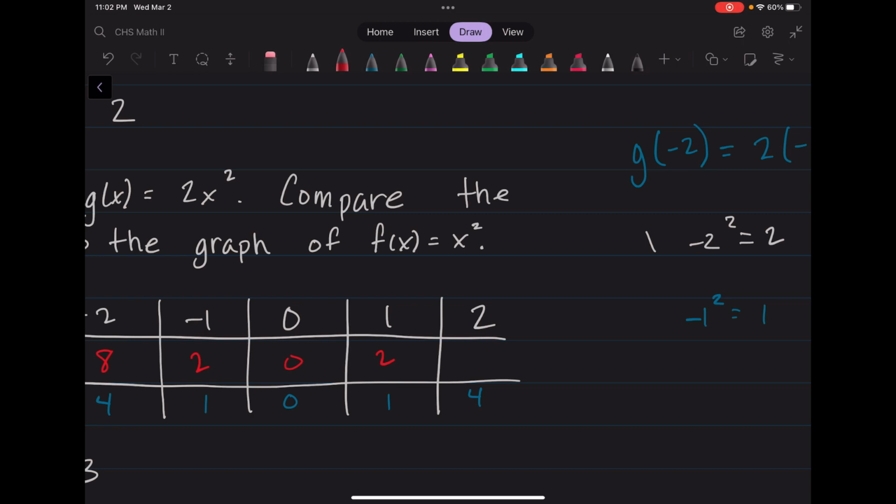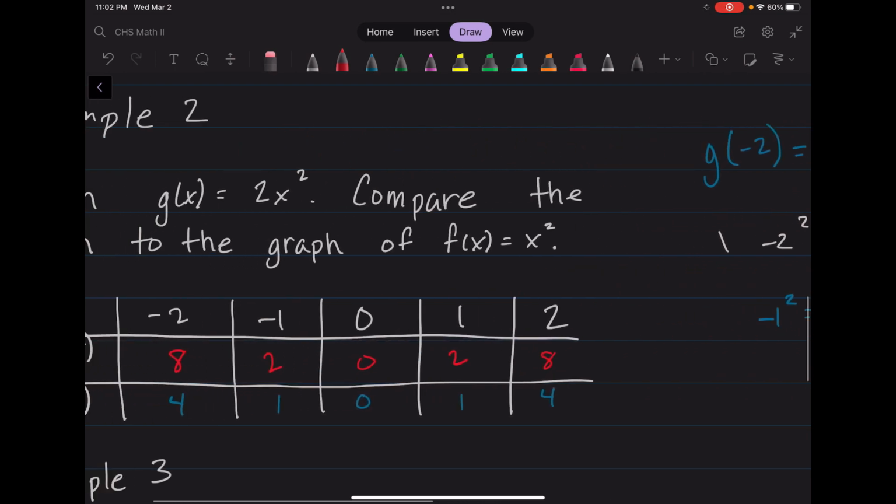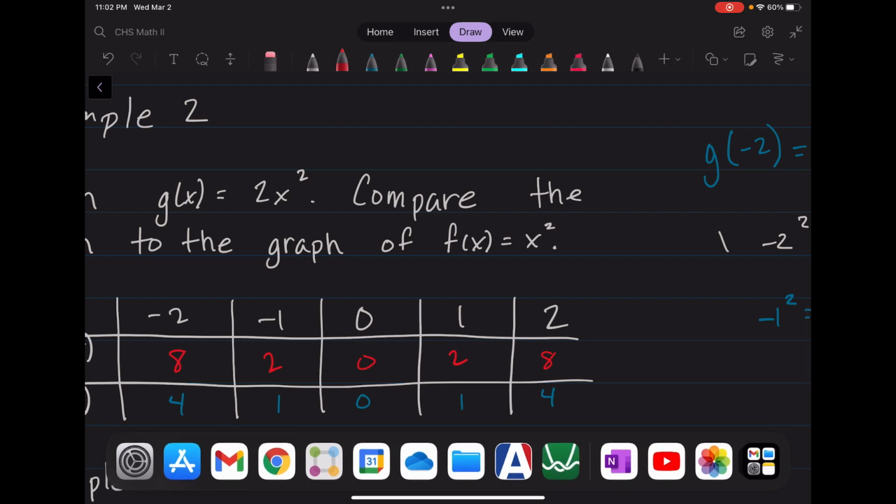So we can go ahead and guess that when x is 2, my height is going to be 4. But let's go ahead and double check it. So g of 2 is going to be 2 times 2 squared. 2 squared is going to be 4. So we have 2 times 4, which is 8. So yes, here are our points. And we can go ahead and do that in Desmos as well.